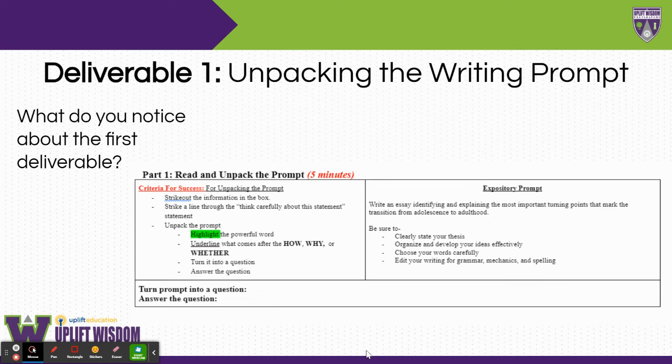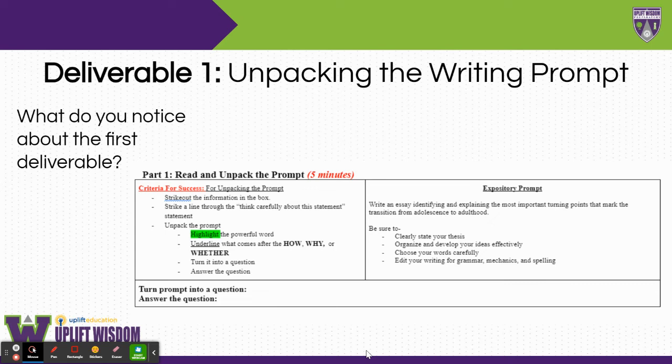Criteria for success. So that's the CFS. How do scholars know how to be successful with unpacking the prompt? What are the steps they need to take to be successful doing this? How do they know they're going to be successful in unpacking the prompt? All those steps that you laid out there.